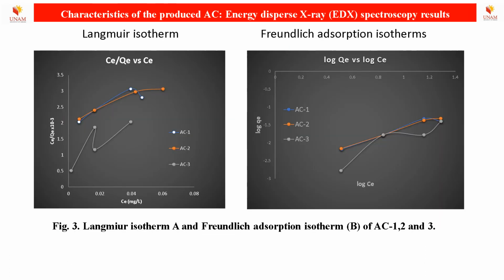Then characteristics of the produced AC, EDX spectroscopy results are given here. For the C, you can see AC1, AC2 are better results, whereas compared to the AC3 it was less.